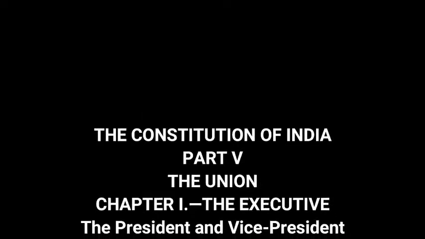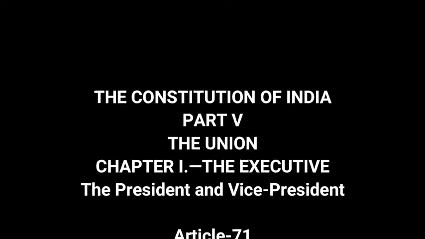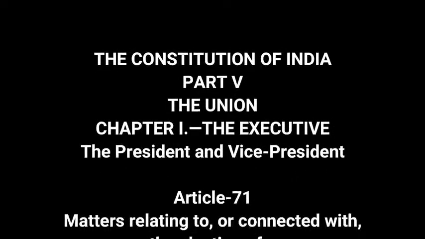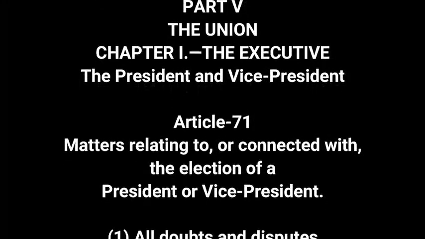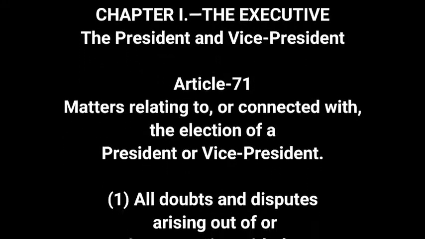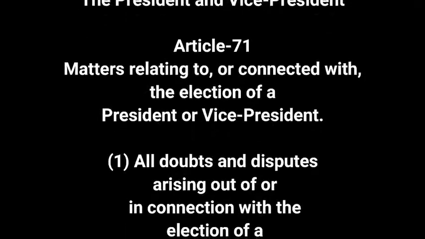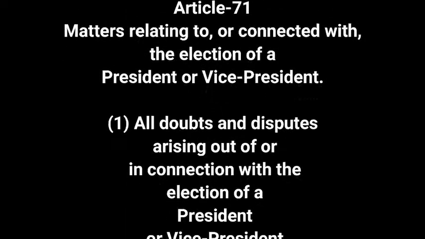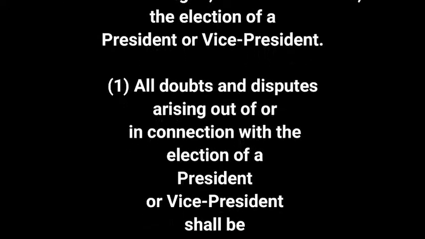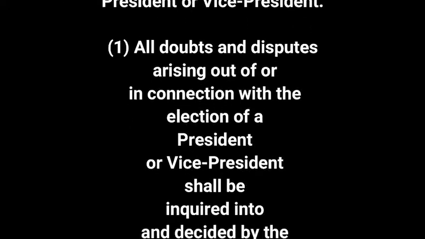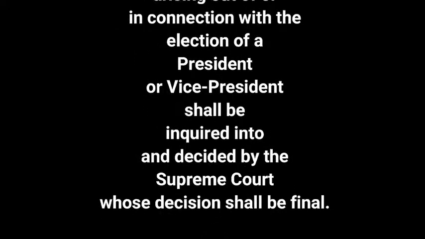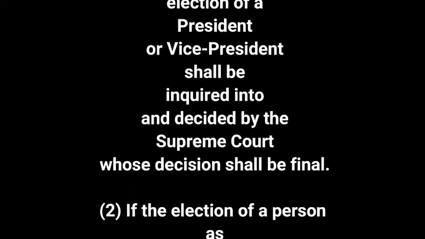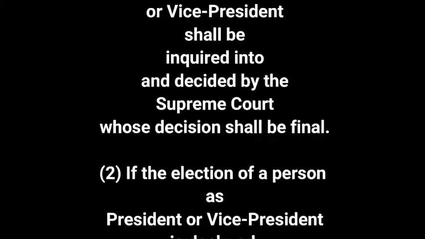The Constitution of India. Part 5. The Union. Chapter 1. The Executive. The President and Vice President. Article 71. Matters relating to, or connected with, the election of a President or Vice President. 1. All doubts and disputes arising out of, or in connection with the election of a President, or Vice President shall be inquired into and decided by the Supreme Court, whose decision shall be final.